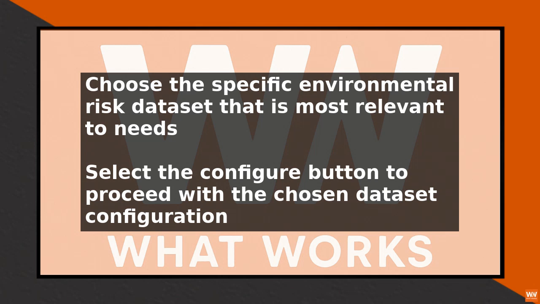Next, you will need to choose the specific environmental risk data you want to configure. ATTOM Data offers a range of datasets, including flood zones, wildfire risk, and environmental hazard data. Select the dataset that is most relevant to your needs and click on the Configure button.